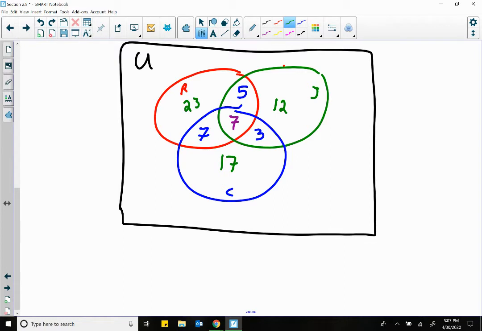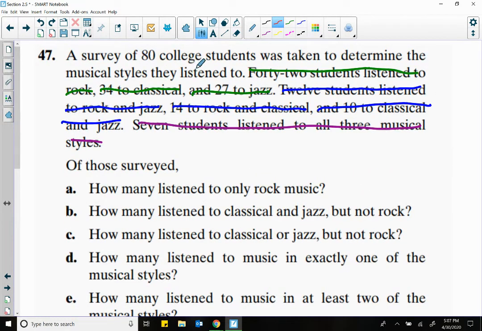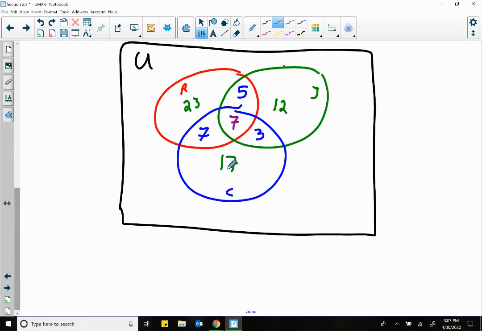Now we're not done. Obviously, rock, jazz, and classical are not the only musical styles out there. So the question is, do we have any students in the universe that don't listen to any of those? Well, we know that we talked to 80 students, so we've already taken care of some of those students.